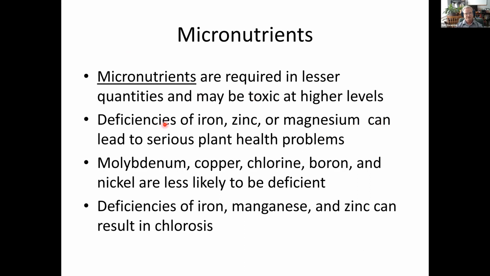We'll talk about how molybdenum, copper, chlorine, boron, and nickel are very less likely to be deficient. Almost anywhere you go in the world, you will have some level of these elements, and they'll be there in sufficient quantity for good plant health. Deficiencies of iron, manganese, and zinc can result in, guess what? Chlorosis. So if you don't have these, you can get that yellowing in the leaves.